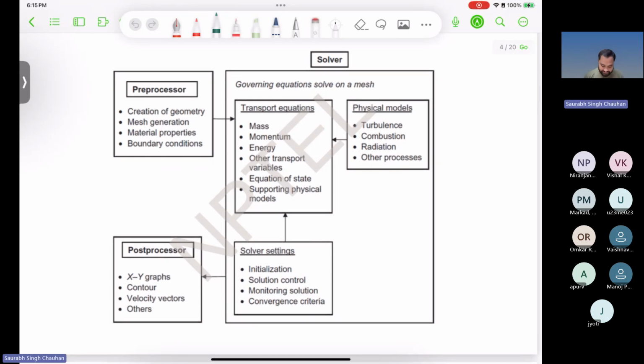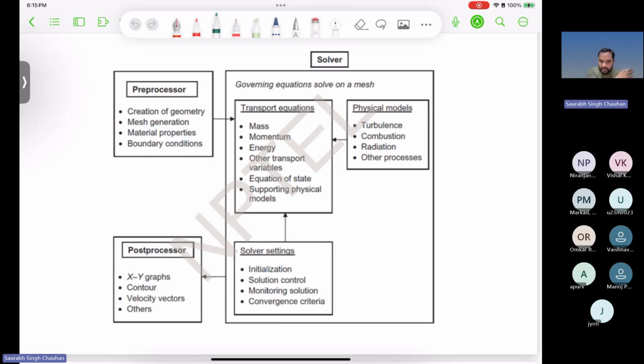So these are the steps in any CFD, right? First we do pre-processing. What we do in pre-processing, we create a geometry. Creating a geometry is something like defining our computational domain, right?